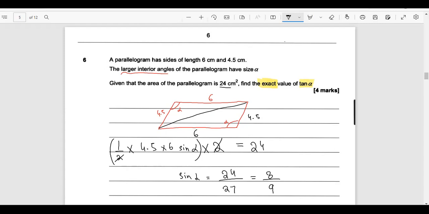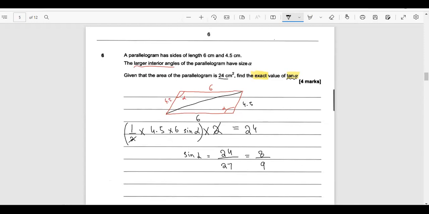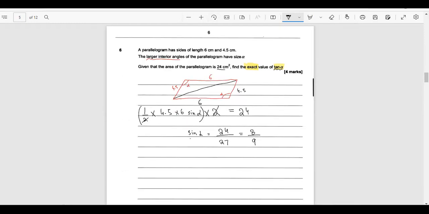Okay. So it is the table of 3, it's 8 by 9. Now we have sine alpha. You are asked to find the value of tan alpha. Now you are going to make a triangle of your own. It should be a right angle triangle because these trigonometric functions are only valid for right angle triangles. So I'll make one by myself.